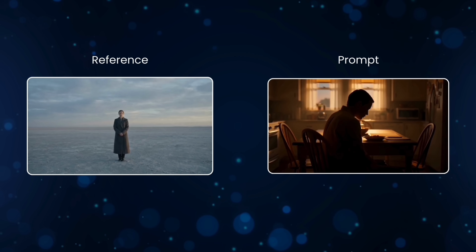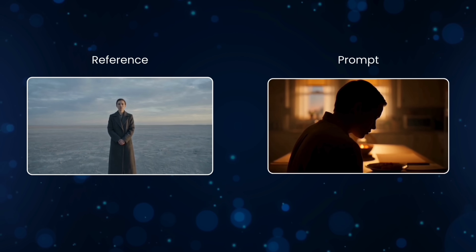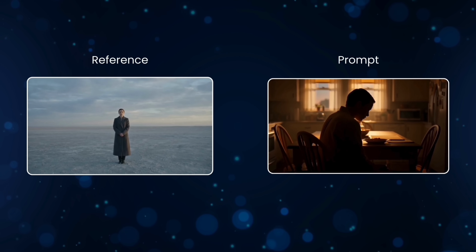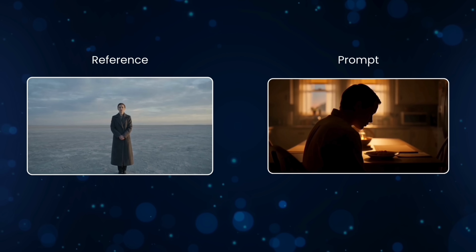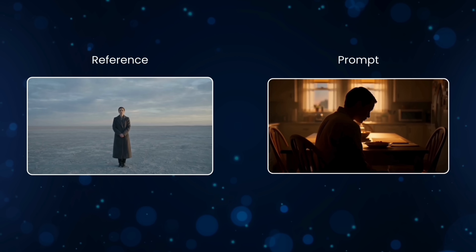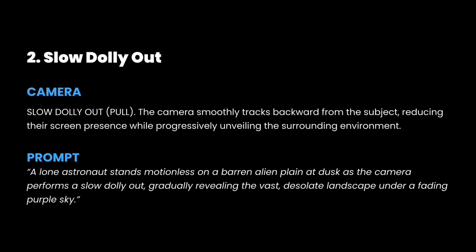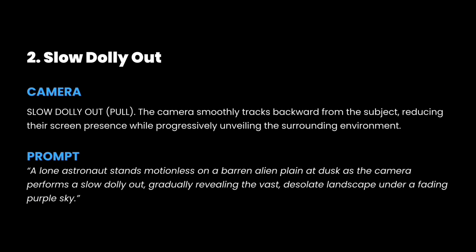This eye-level push gently closes the distance to the subject, building intimacy and focus without distraction. By drawing the viewer in, it effectively heightens tension or underscores a realization while maintaining a realistic feel. Number 2. Slow Dolly Out.